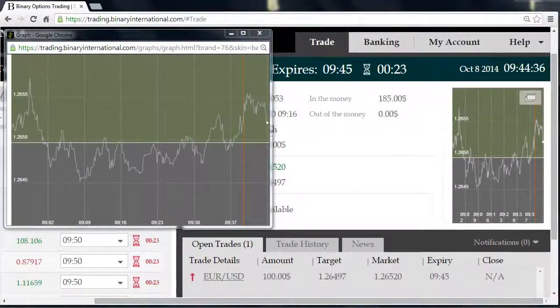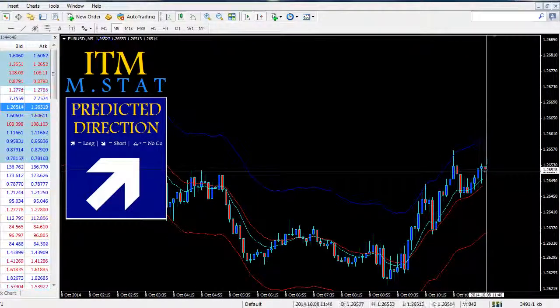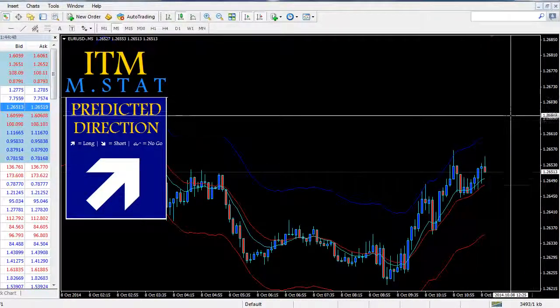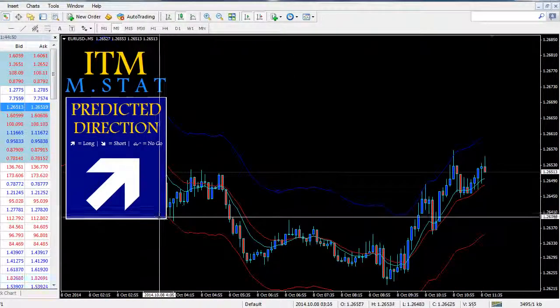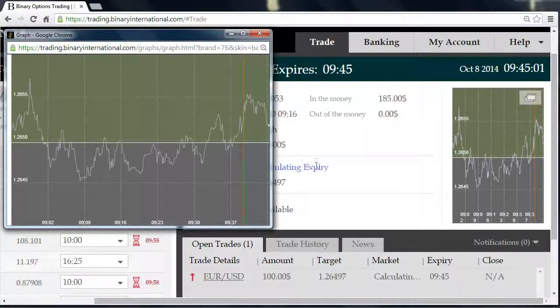Alright, back again. It is currently 9:44:38. We are roughly 20 seconds away from expiry on this. Yet another Euro USD trade here taken off of the ITM MStat chart with a predicted direction being an aggregate long, with price having freshly bounced off of the crossover EMAs before we took the trade. This trade too has been in the money, ranged a bit, but has successfully broken through the entry point as projected by ITM MStat and is now retracing above the entry point and has now expired in the money as well.